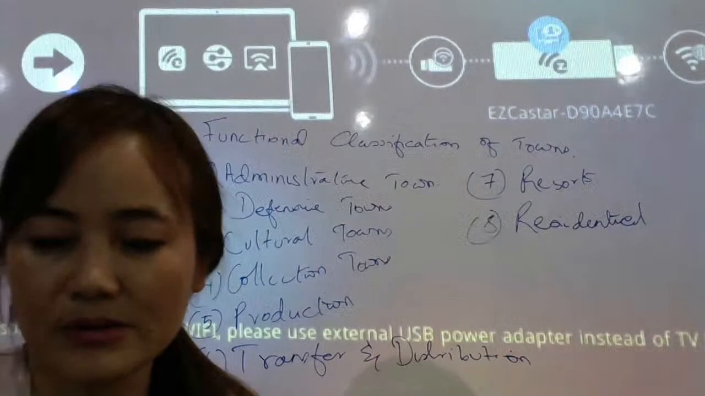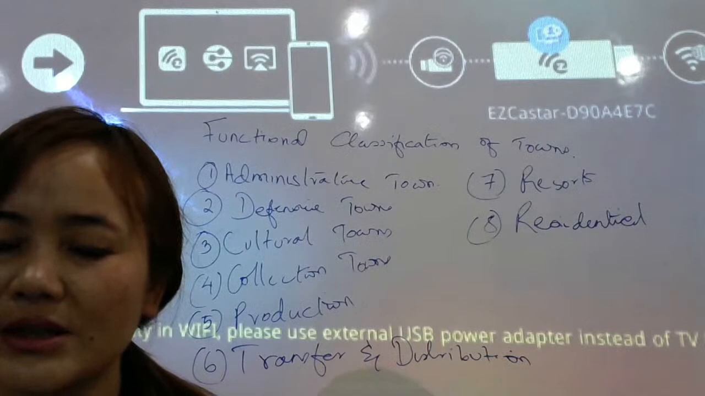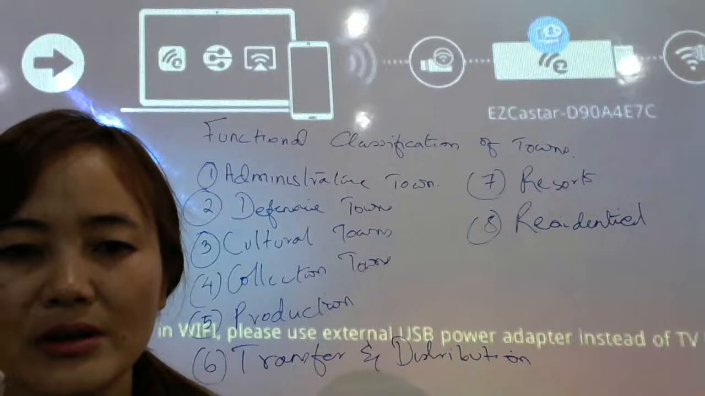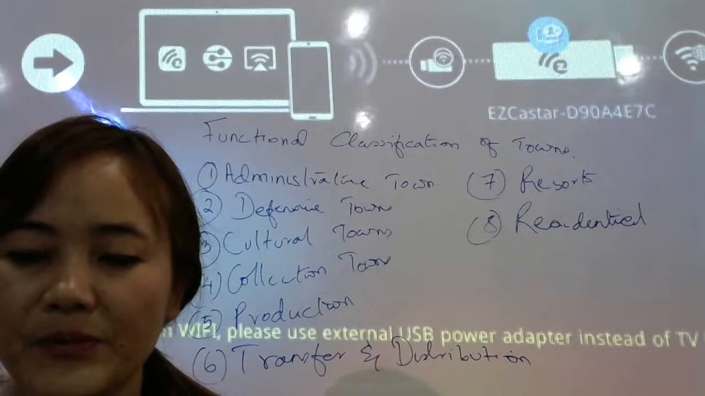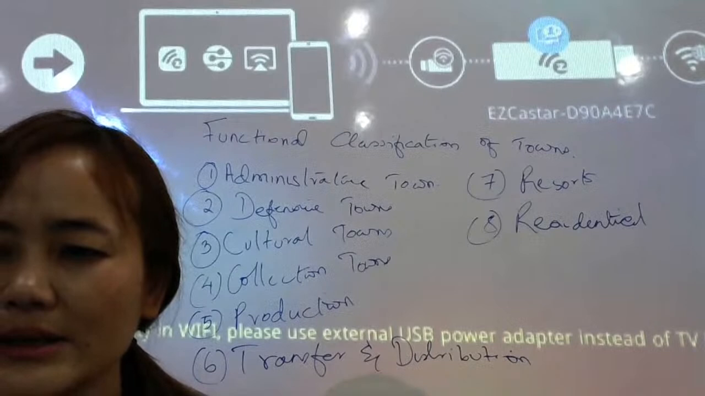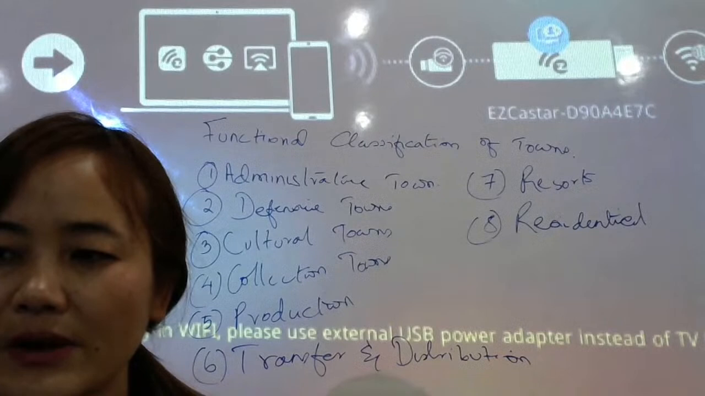Residential towns are towns where the chief function is simply to house a concentration of population. They are the towns where people reside and have built their houses. In such areas, most of the land is devoted to homes, mostly private homes.